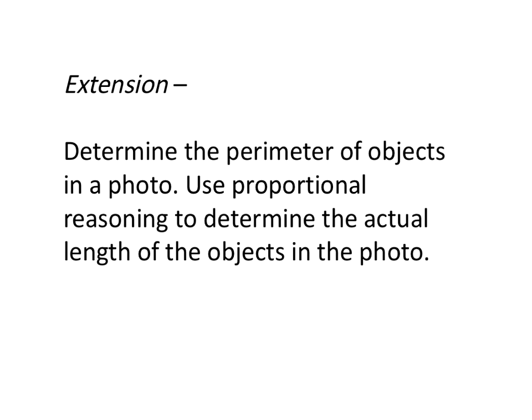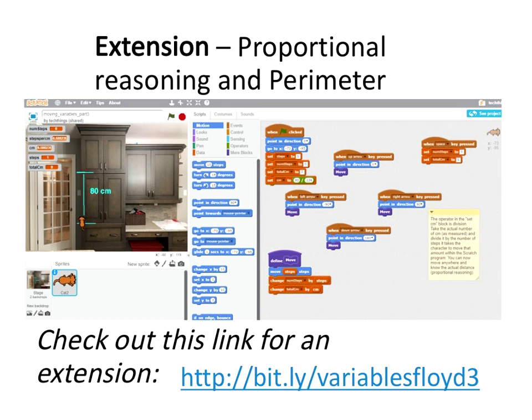Okay, so I'd like to add a little extension. Now this is quite a big extension. It says here, determine the perimeter of objects in a photo. Use proportional reasoning to determine the actual length of the objects in the photo. So I'm going to show you now an example of a program that's a little bit advanced, but I'd like to show it to you anyway.